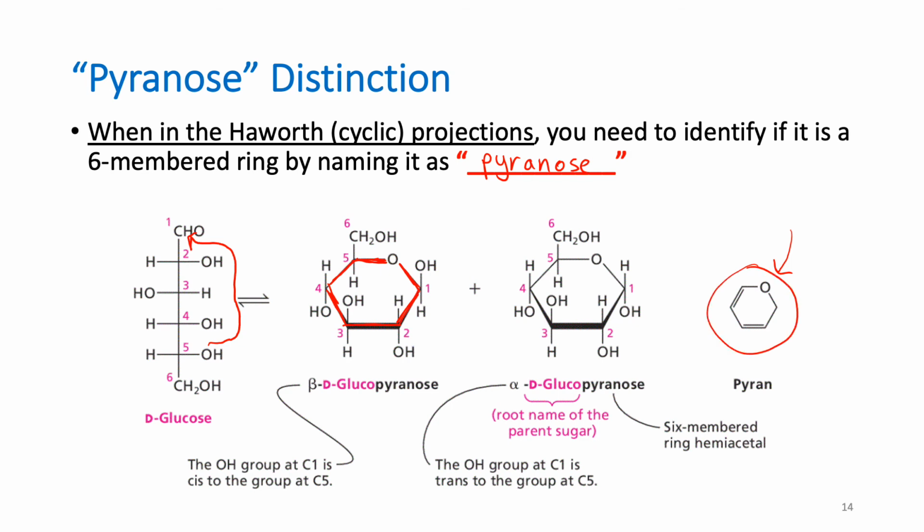Of note, whenever we look at these Haworth projections and you're looking specifically at a pyranose, we're always going to put the OH in the top right corner, whereas the furanoses, we're going to put it at the very top of the pentose or the 5-carbon chain.